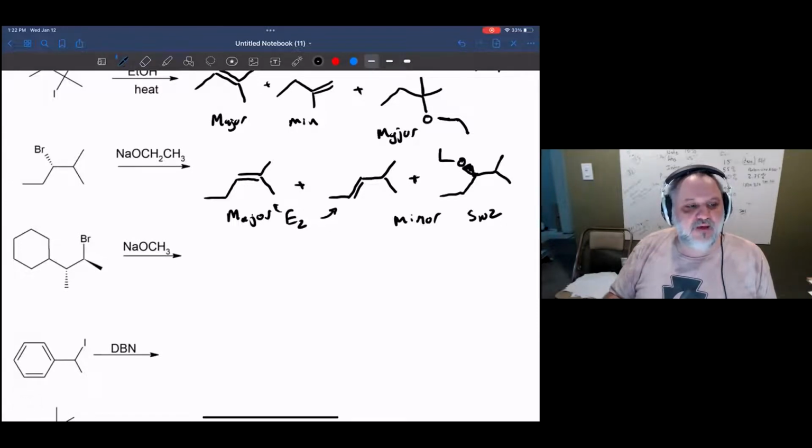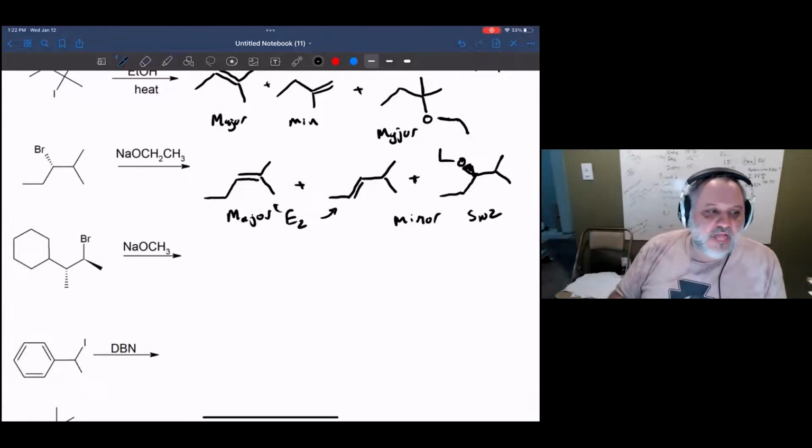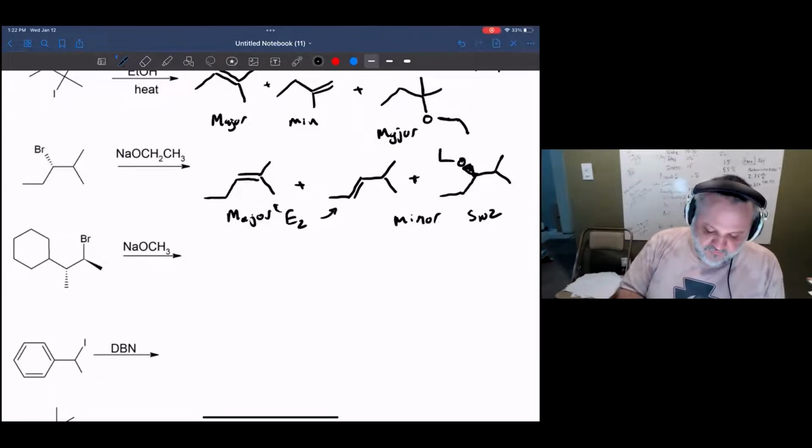Well, in the next one, I have exactly the same situation. Sodium methoxide, strong base, strong nucleophile, and I've got a leaving group in the secondary position. So I'm going to have both a substitution product and I'm going to have an E2 product. So let's take a look at the substitution product first. I know that that's going to be one of the minor products.